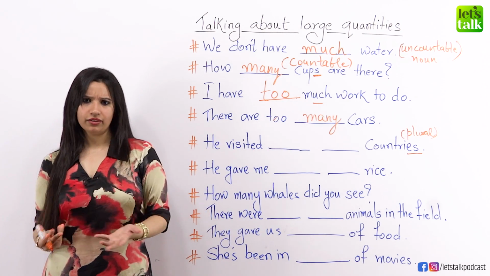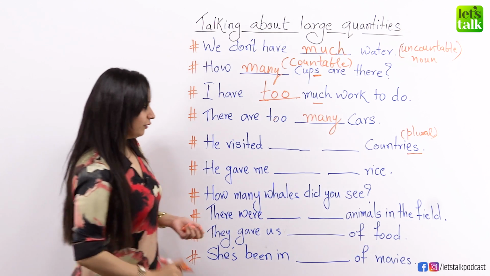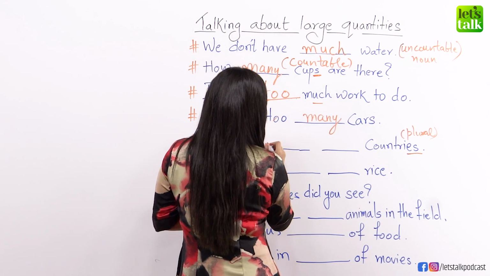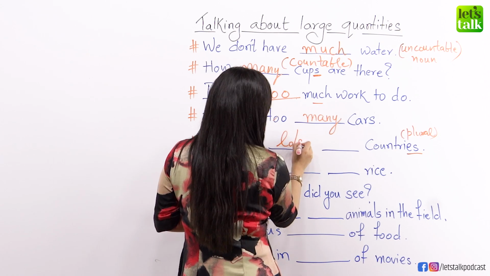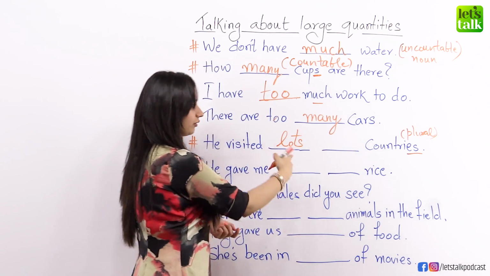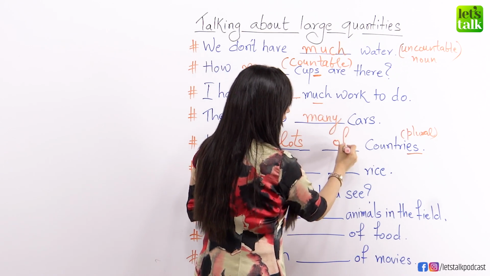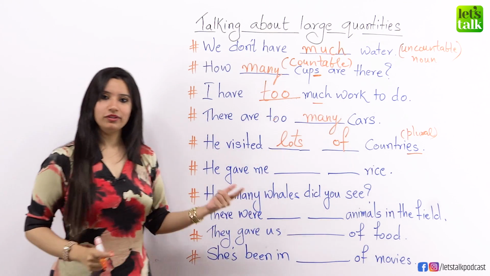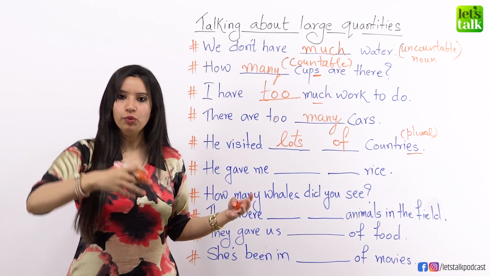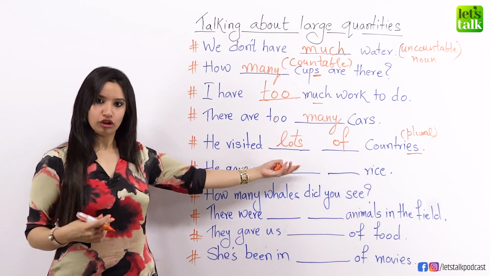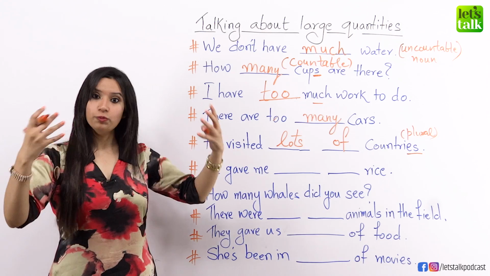But is there another word that you can use here? He visited lots countries. What should you write here? He visited lots of countries. Right. So what do we mean by the word lot? Lot means a group of something, and that's why we say lot. So lots of means groups of countries.